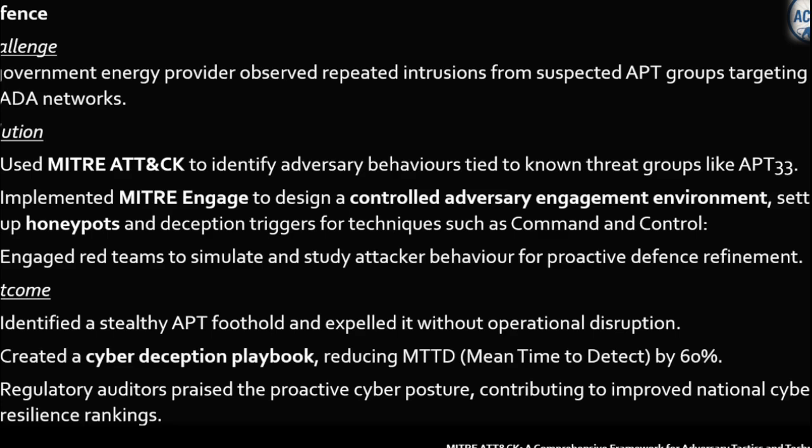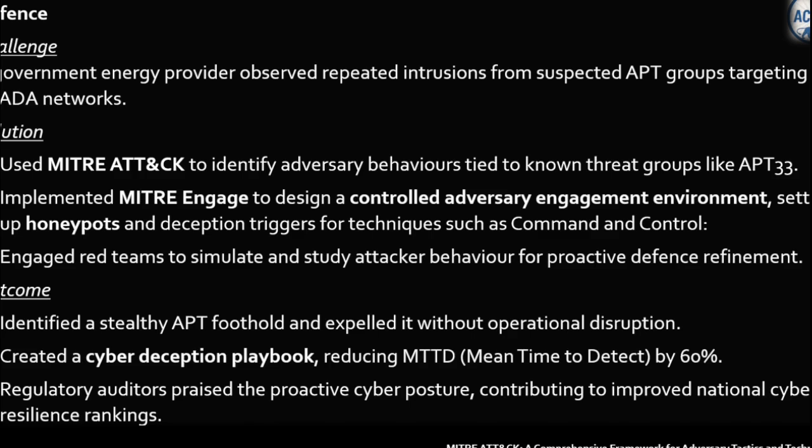Using the behavior they had understood and articulated, they implemented MITRE Engage to design an adversary engagement environment. So they learned through ATT&CK and designed through Engage, setting up honeypots and deception triggers for techniques such as command and control. They engaged the red team to simulate and study the behavior learned from ATT&CK and refine their proactive defense. The outcome: they were able to remove all the footholds of the group, and it was done without any operational disruptions.